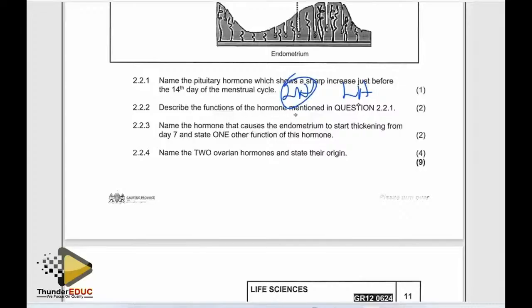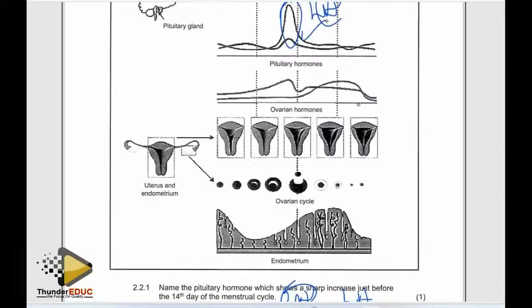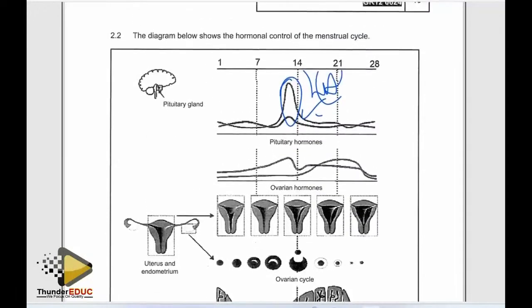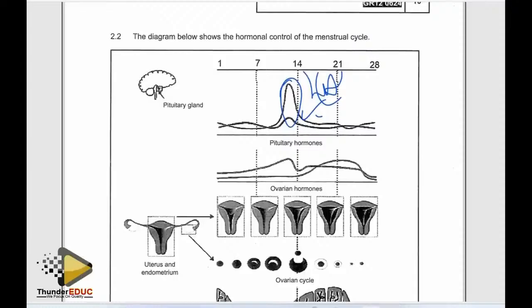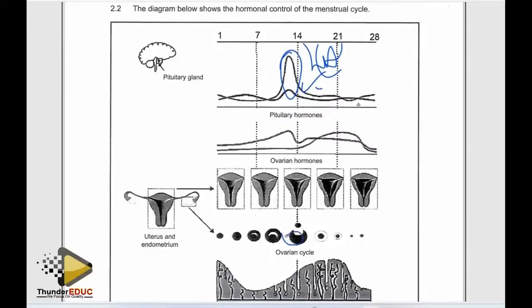Describe the function of the hormone mentioned above. This luteinizing hormone has two functions. What is the first function? The first function is it triggers ovulation. Number two, it changes the empty Graafian follicle to corpus luteum. Empty Graafian follicle to corpus luteum.